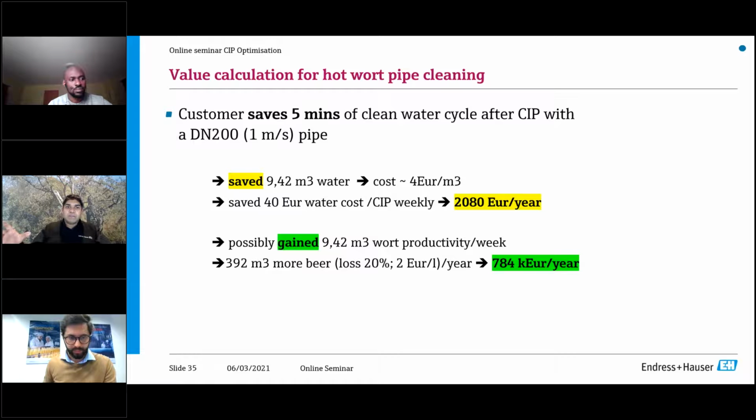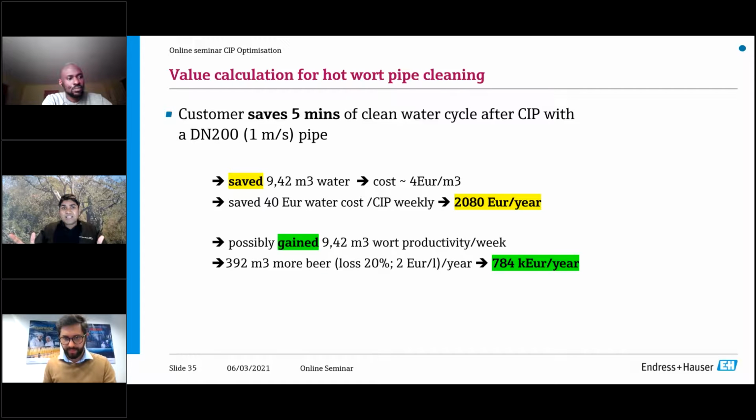And as I mentioned, by increasing your production time, that's also the lab time as well, which is like 45 minutes to an hour. You gain around 10 cubes of wort production a week. This is around 400 cubic meters of beer a year, which equates to around 784,000 euros per year. So you're not only saving on water, you're also gaining on production. And let's face it, in this day and age with COVID hitting us, everybody is focused on increasing the amount of production that they can output.